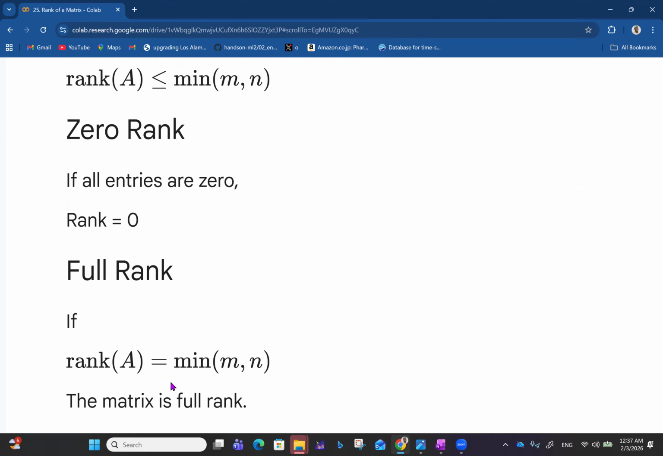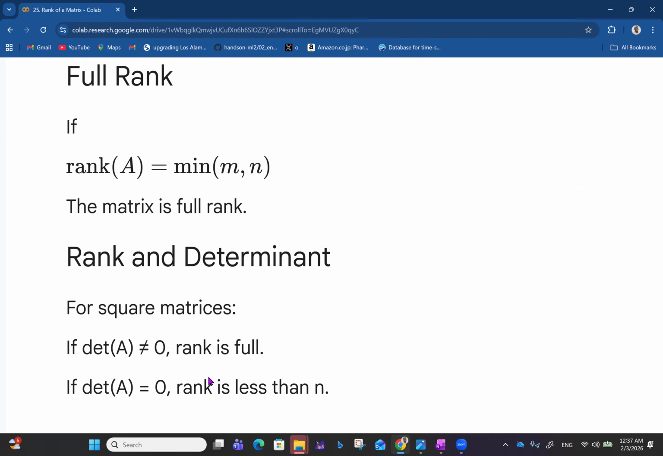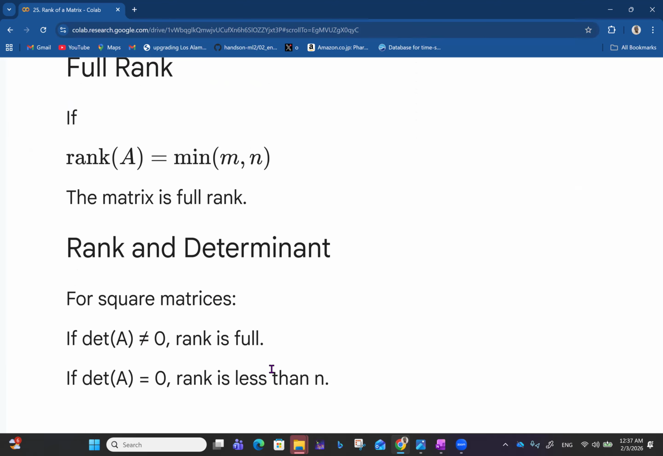Then you say a matrix has full rank if the rank of A is the minimum of either m or n, depending on whether you're following the rows or the columns. In that case, you say the matrix is full rank. And then we talk about rank and determinant. For square matrices, if the determinant of a matrix is not equal to 0, then it has full rank. We are still going to talk about that in terms of singular and non-singular matrices. If the determinant is not equal to 0, then the rank is full. But if the determinant is 0, the rank is less than n. So there's that connection between rank and determinant.